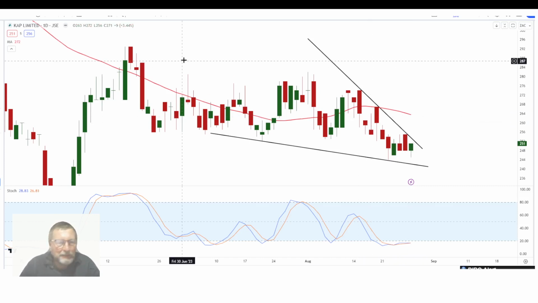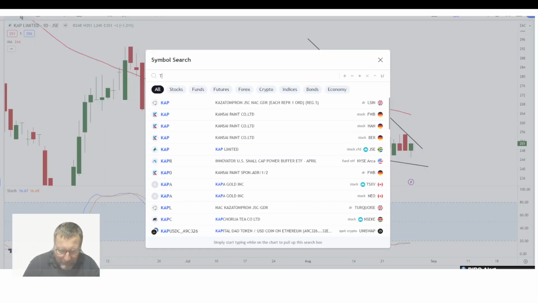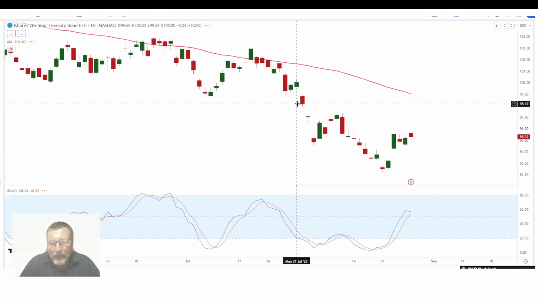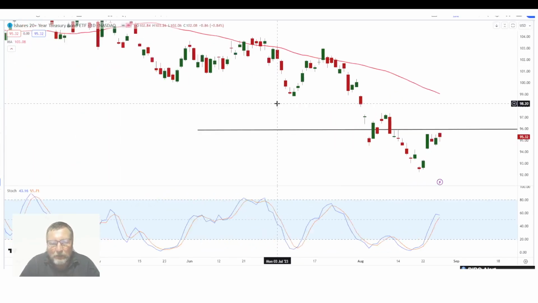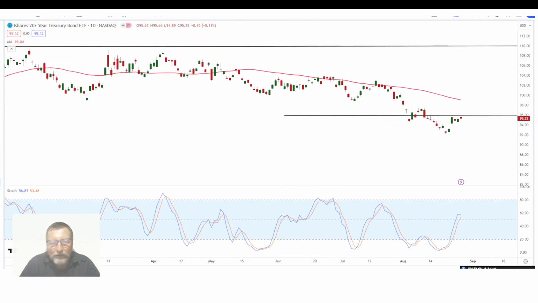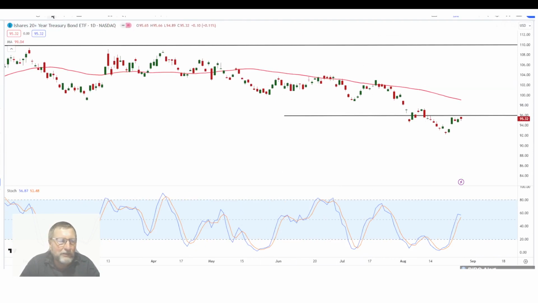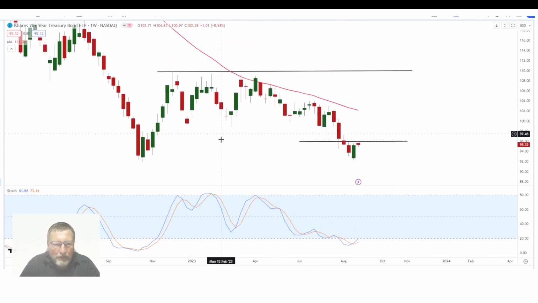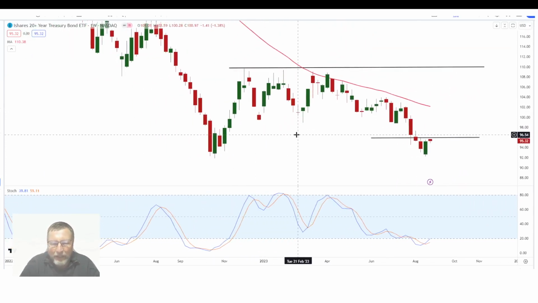Let's have a look at TLT. Now this is a chart that is listed on the NASDAQ. That's the 20-year Treasury bond. And this tells you what the world, the clever guys, are thinking about interest rates. I just want to make it a weekly chart because I would like to show you something here, and there's quite important info hanging around this chart.